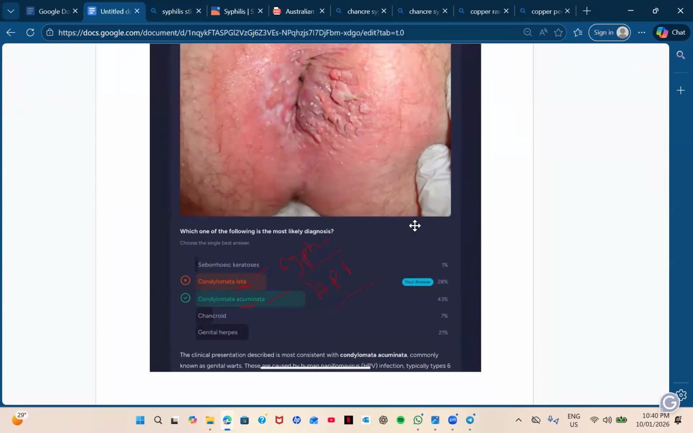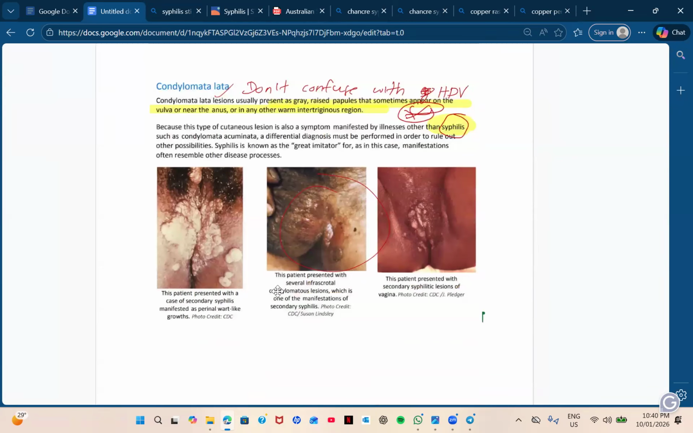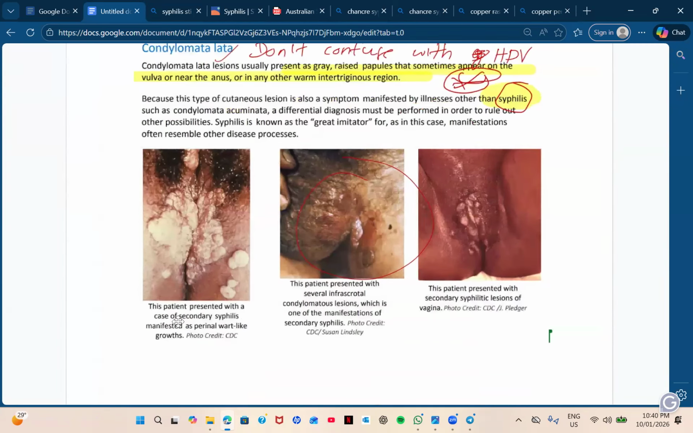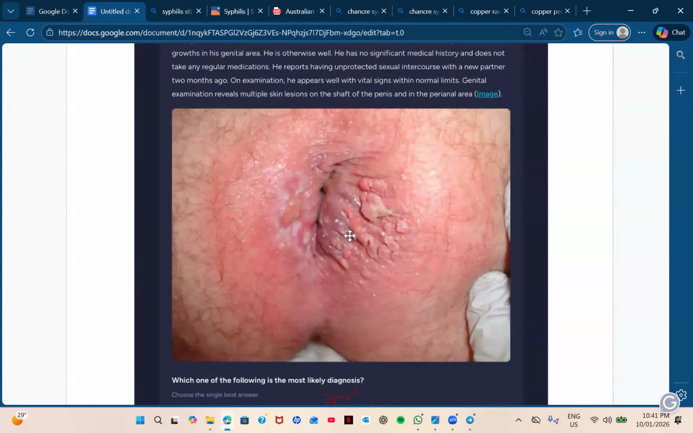The acuminata is HPV and the condyloma lata is syphilis. Usually we will discuss HPV infection as well. I want to show. Yeah, here. This is the condylomata lata. Condylomata lata usually present with gray raised papules that sometimes appear on the vulva, near the anus, or any other warm intertriginous region. So it's a gray color, but condylomata acuminata, the HPV warts, are flesh colored, pinkish.